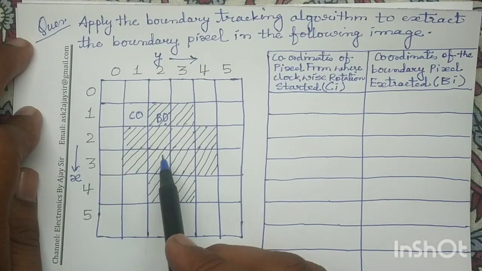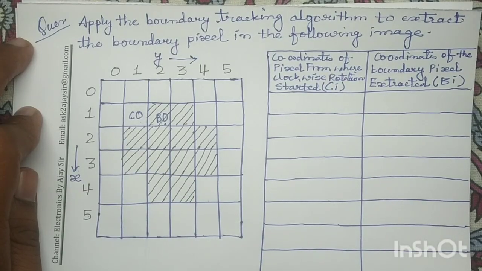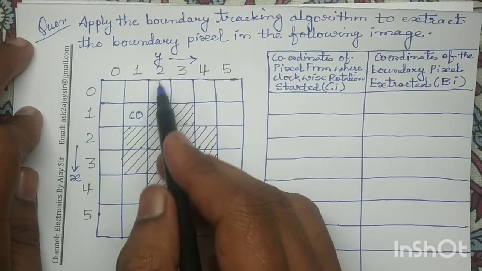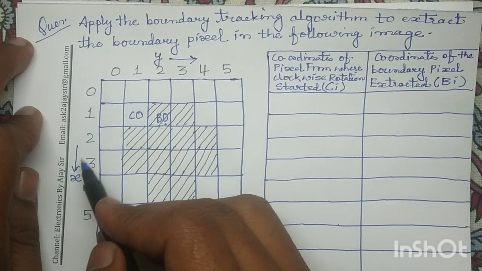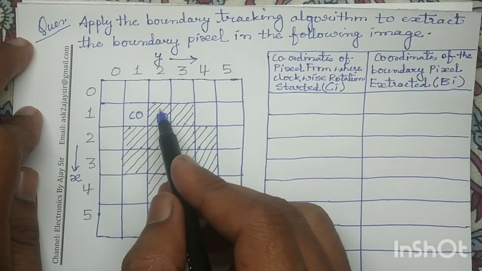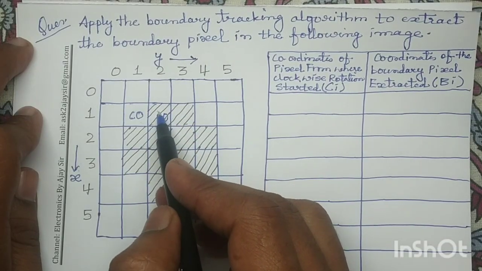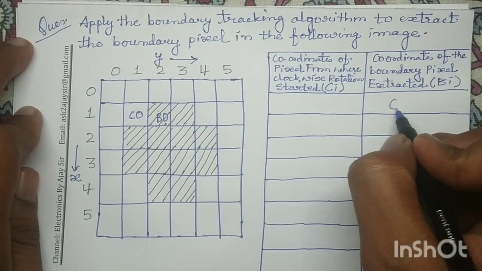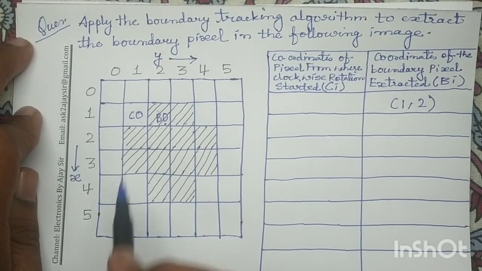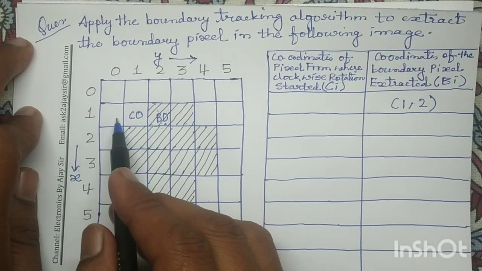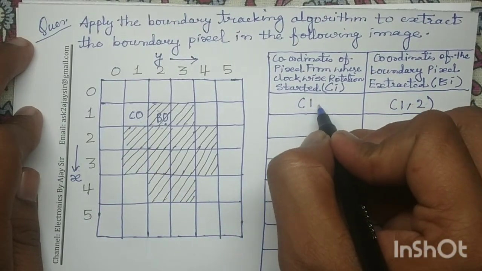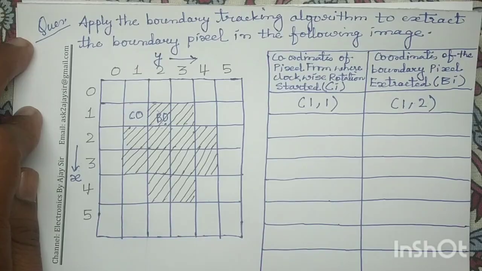So in the first iteration, or the 0th iteration, the coordinate of B0 is 1, 2, that is x, y. In x the index is 1, in the y-axis the index is 2. So the coordinate of B0 is 1, 2. What is the coordinate of C0? The coordinate of C0 is 1, 1. So I will write here 1, 1.